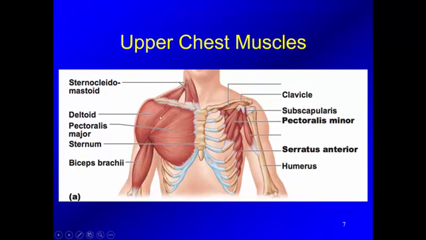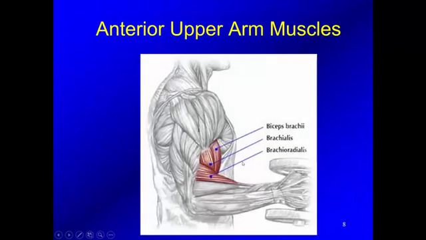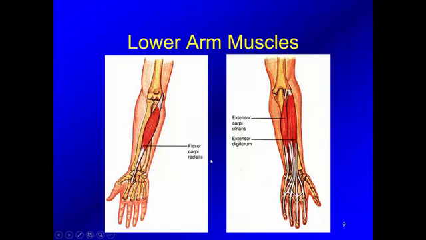Upper chest muscles, again the pectoralis and the deltoid. The pectoralis minor is underneath the pectoralis major, and serratus anterior. Upper arm muscles, the biceps brachii, the brachialis kind of underneath it, and the brachioradialis down the radius. Flexor carpi radialis flexes the wrist, and extensor digitorum helps extend the fingers.